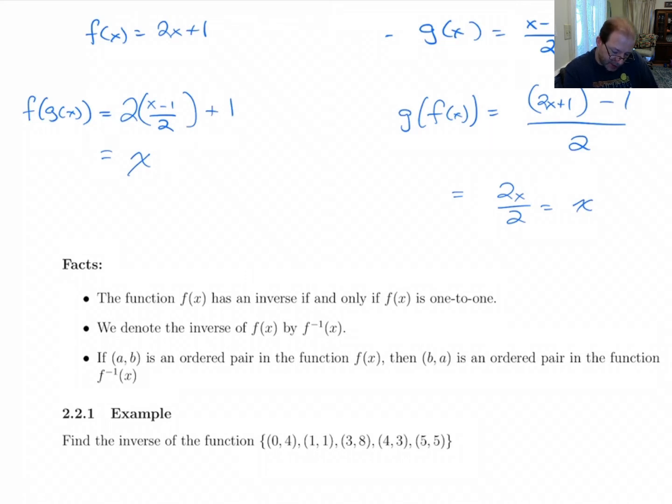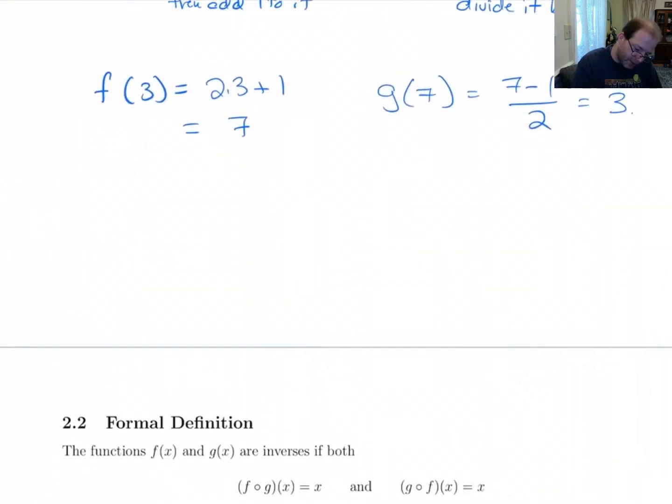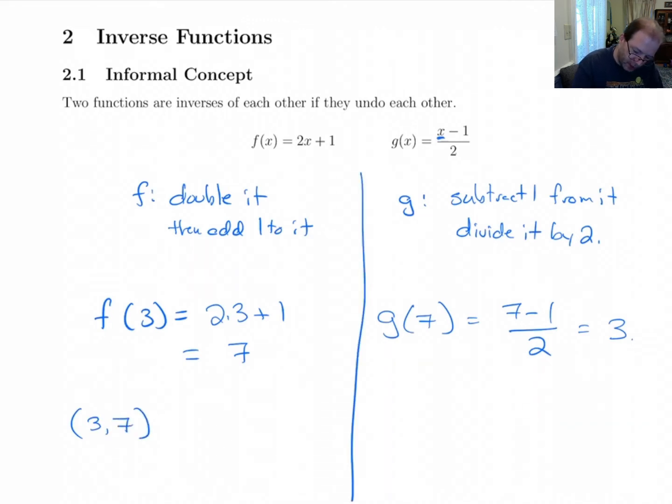Okay, this last part says, if (a, b) is an ordered pair in the function f of x, then (b, a) is an ordered pair in the inverse function. Let's go back up here and talk about that for a second. For the function f, if we think of an ordered pair as (3, 7), x is 3 and y is 7. And over here for g, we're plugging in 7 for x and we're getting out 3.